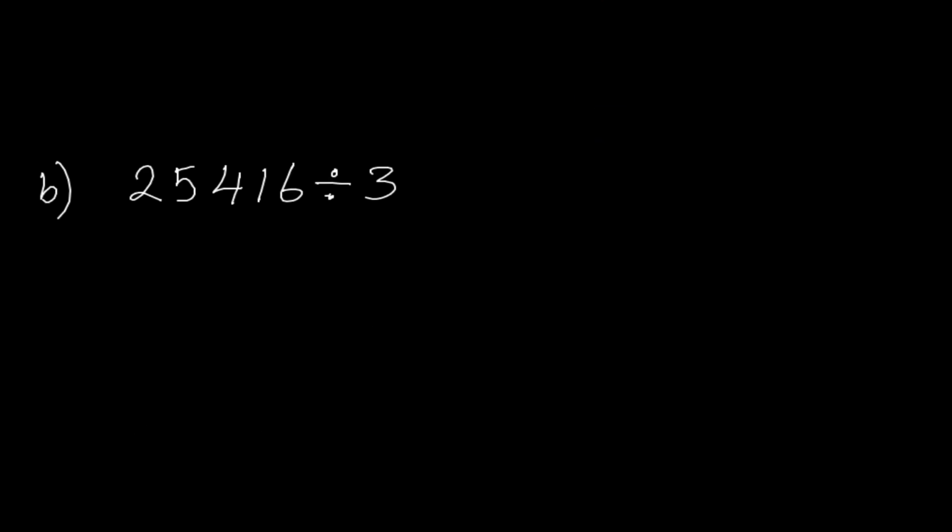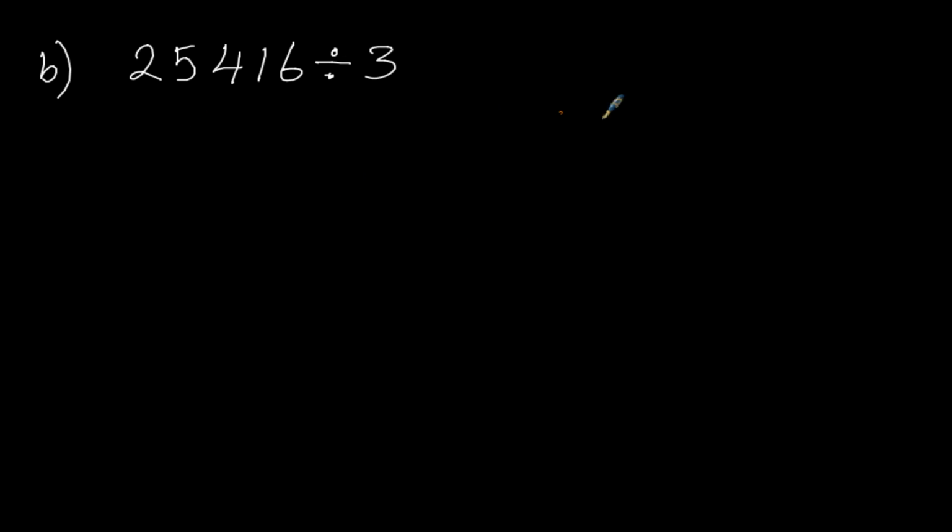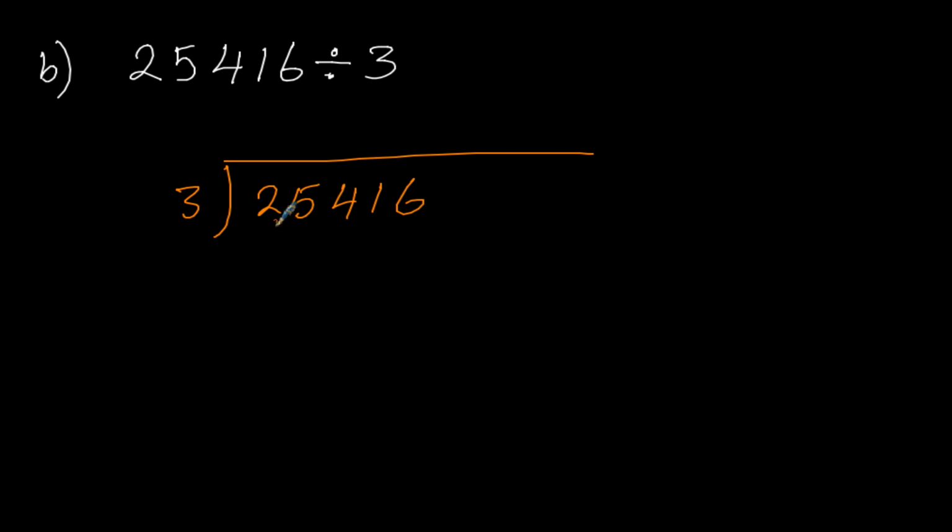Part B, we are dividing 25,416 by 3. So to divide that, again, we set 25,416. Since 2 can't be divided by 3, I immediately go to the next digit to make it 25.